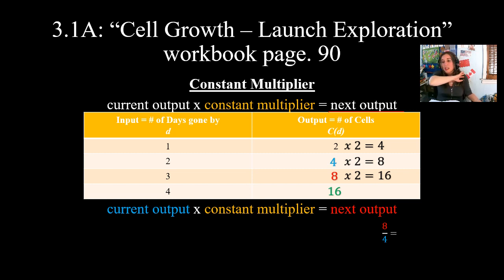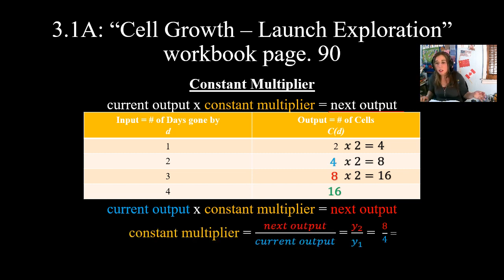We're now dealing with something different than rate of change. We're dealing with constant multiplier. I want to know, how do I calculate it? How do I figure it out? I'm going to give you a formula for that. Your constant multiplier is a ratio, you guys. We are trying to figure out what we're multiplying by to go from one output to the next. Well, how do we figure that out?